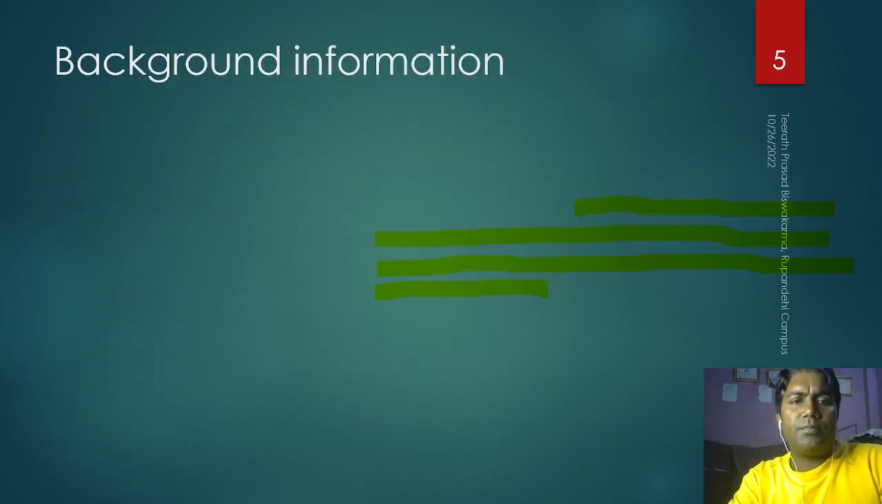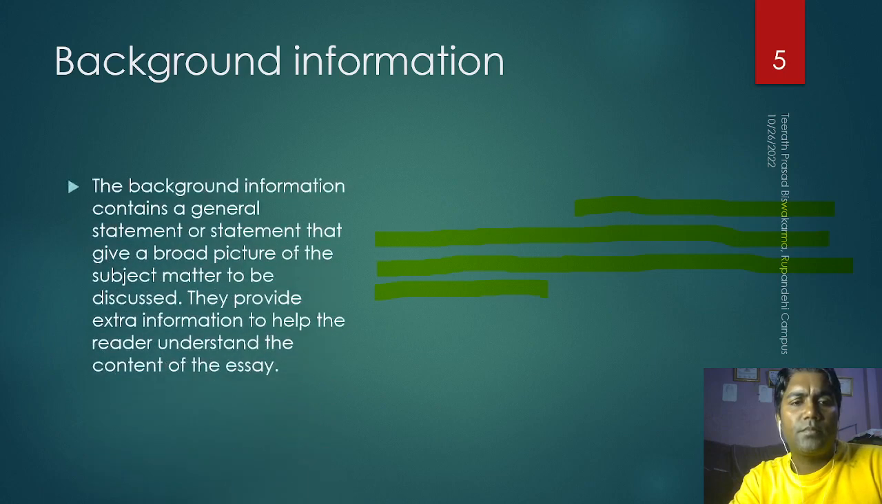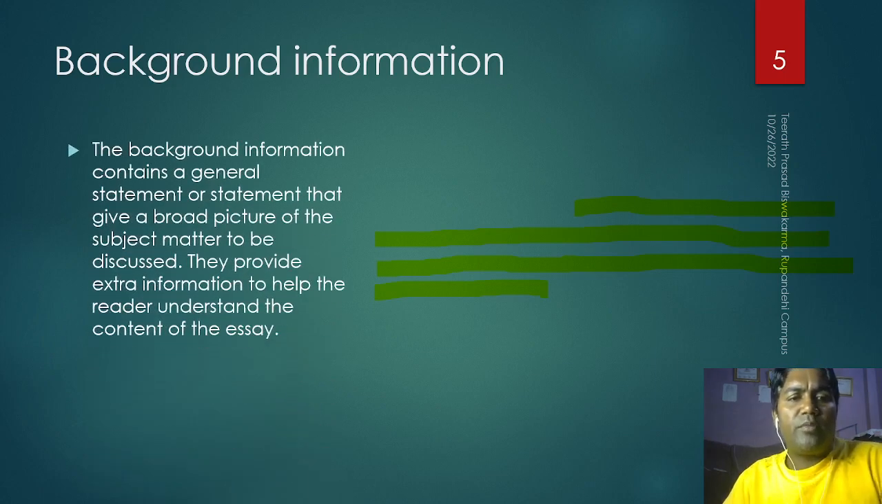Background information. The background information contains a general statement that gives a broad picture of the subject matter to be discussed. They provide extra information to help the reader understand the content of the essay. After the hook is written, the writer has to write some other sentences that give a broader picture of the topic he is going to talk about. They include some other ideas, some other details, you can say.